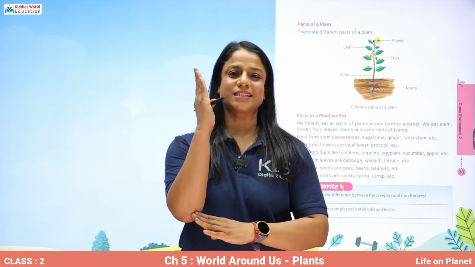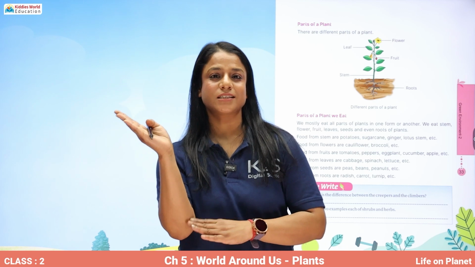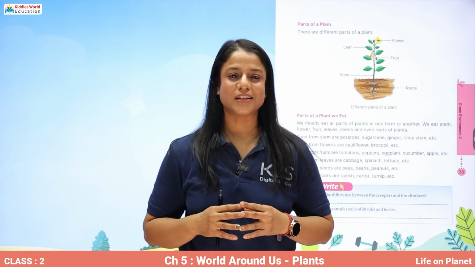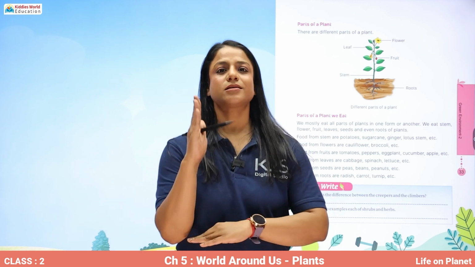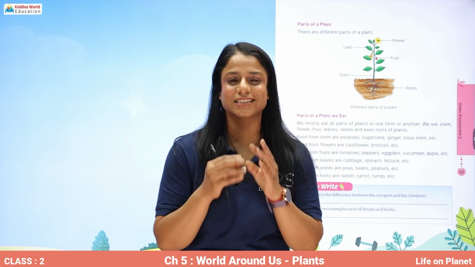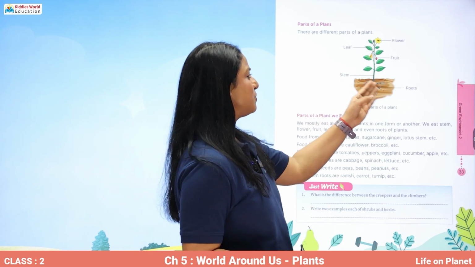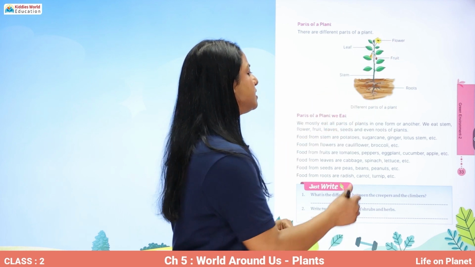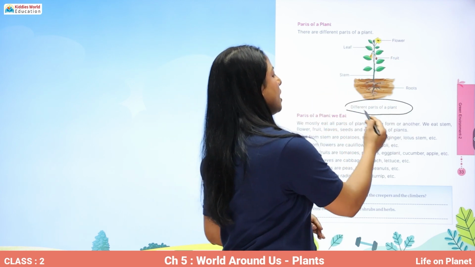Roots, stem, leaves, flower and fruits. Let's do it once more. Roots, stem, leaves, flower and fruits. Alright, so roots, stem, leaf, flower and fruit. These are the different parts of the plant.